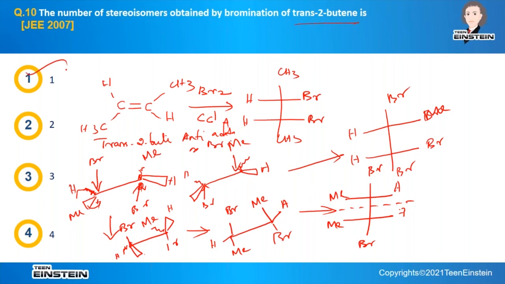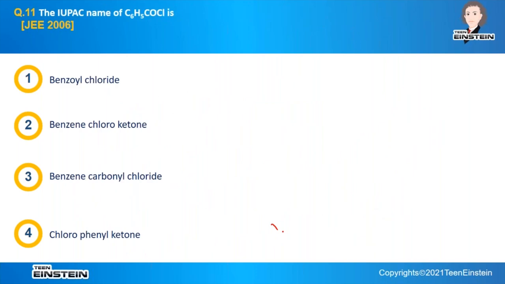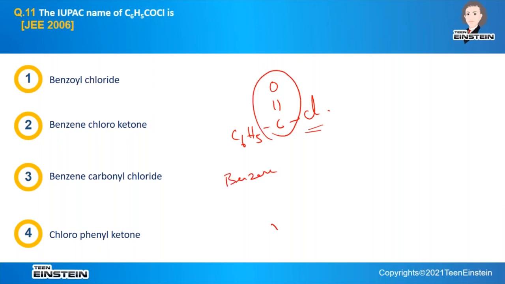So next, move on to the 11th question. The IUPAC name of C6H5COCl is. Here we can see in C6H5, one carbonyl group is there. So one benzene and one chlorine group is there. So the IUPAC name of this compound is benzene, here the carbonyl group is there. So benzene carbonyl chloride. So the correct answer is option number 3, benzene carbonyl chloride.